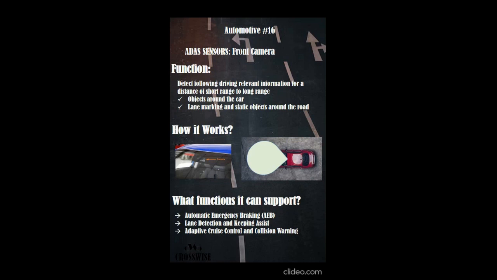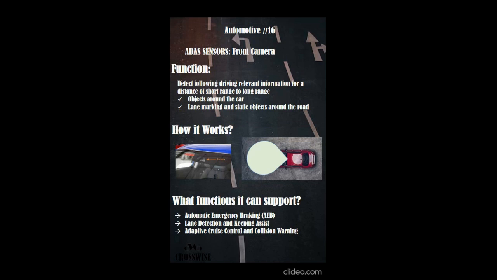In this video, we'll talk about sensors and enabling technologies for driver assistance systems. The first one is the front camera. Cameras are the only vision systems that can see like a human eye. The function of the camera is to detect driving-relevant information from short range and long range, like objects around the car, lane markings, and static objects around the car.